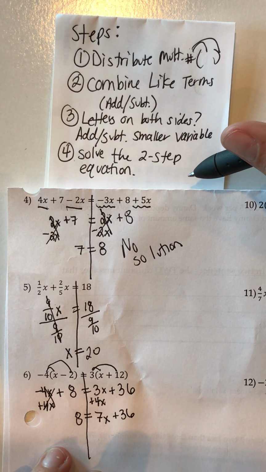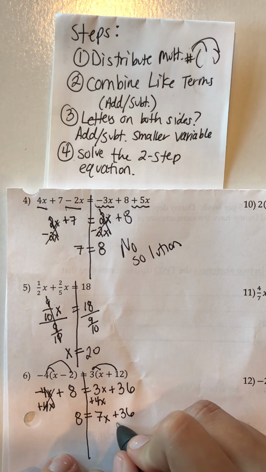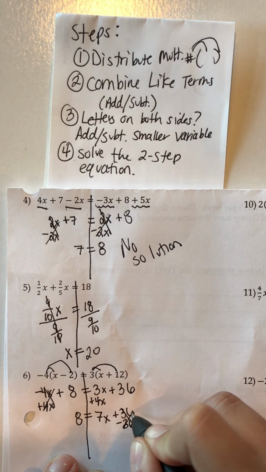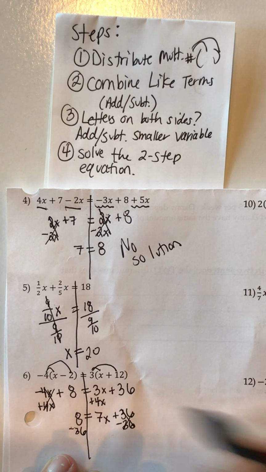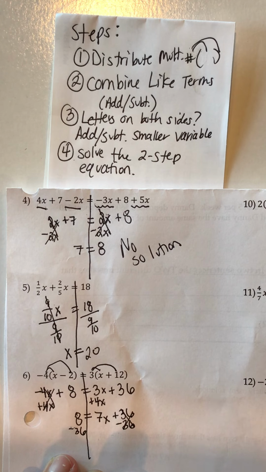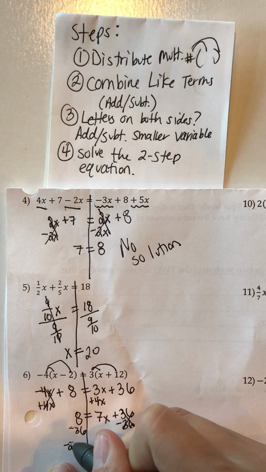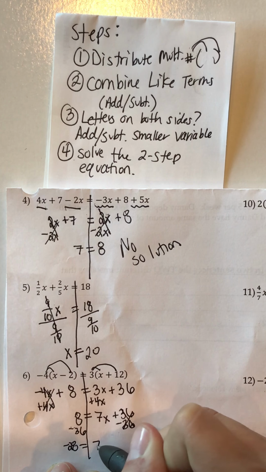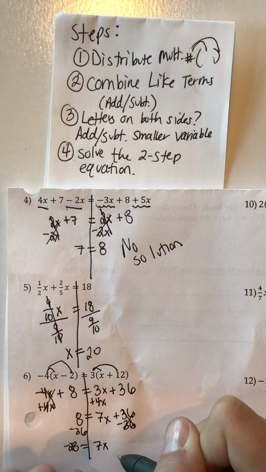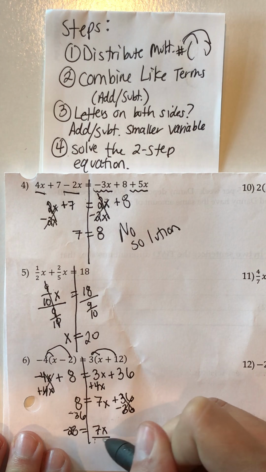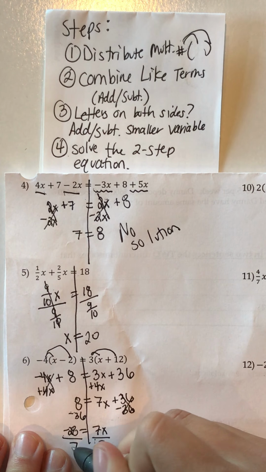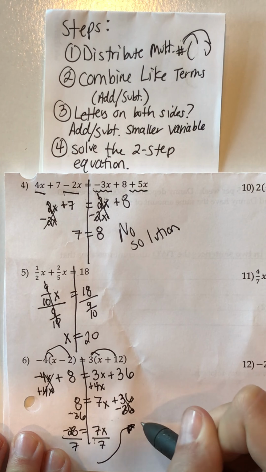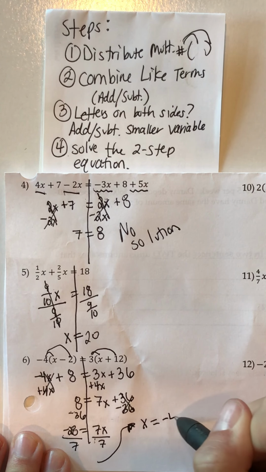Step 4 says to solve the two-step equation. So I'm going to subtract 36 on both sides. 8 minus 36 is negative 28 equals 7x. And then my one-step equation I'm going to solve by dividing both sides by 7, and I get that x equals negative 4.